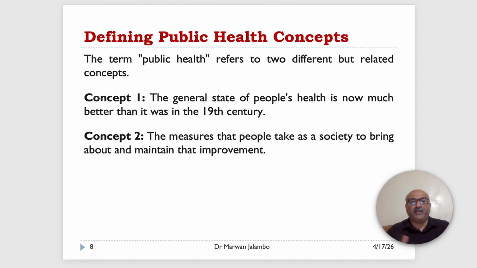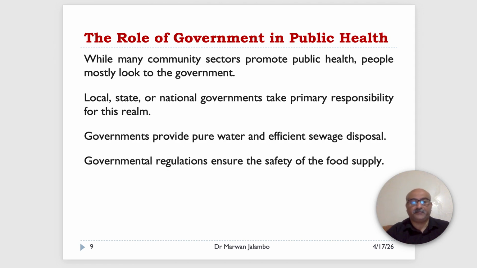Defining the public health concepts. Public health is two things. Concept one, it is a state of being healthy as a population. And concept two, it is the set of measures we take to ensure that state. It's both the goal and the work. And who is responsible for doing that work?